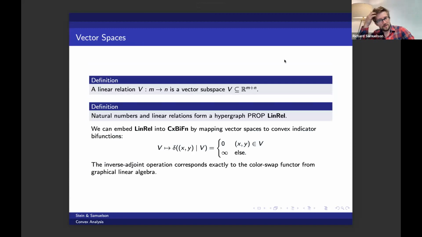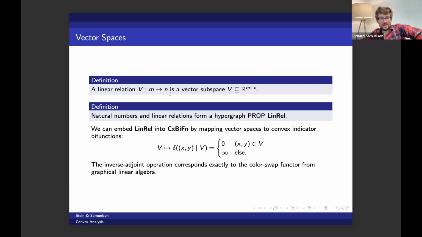So we can embed. So a linear relation from M to N is just a vector subspace of R^(M+N). And these form a hypergraph category, using normal relational composition. We can embed this category into the category of convex bifunctions by mapping linear relations to what are called convex indicator bifunctions, which take a vector space and map it to the function which is 0 in the vector space and infinite outside of it. This category of indicator bifunctions is very well-behaved.